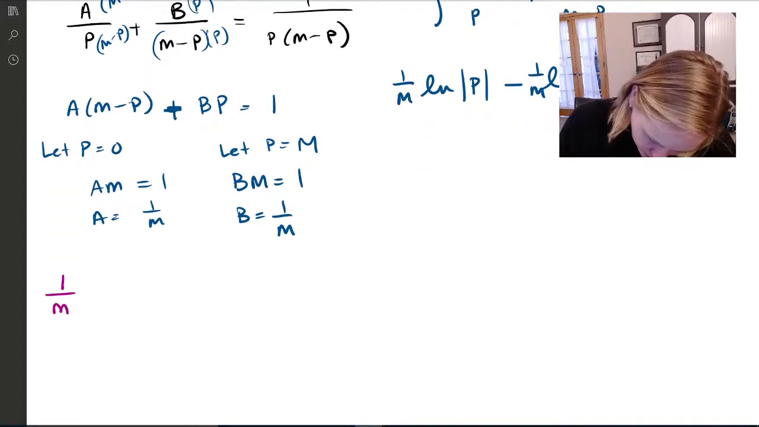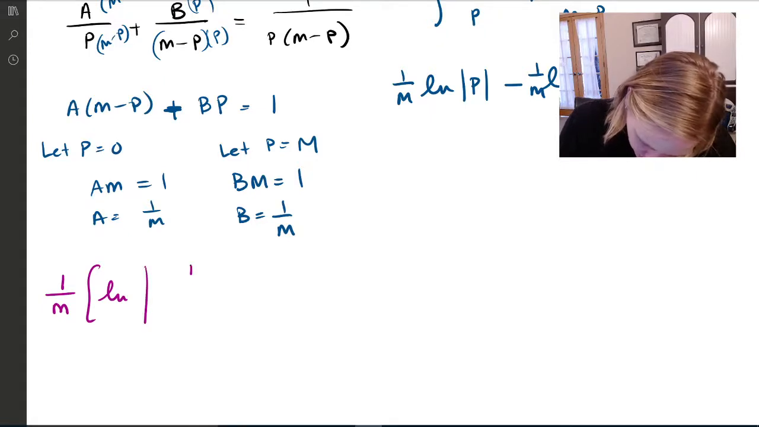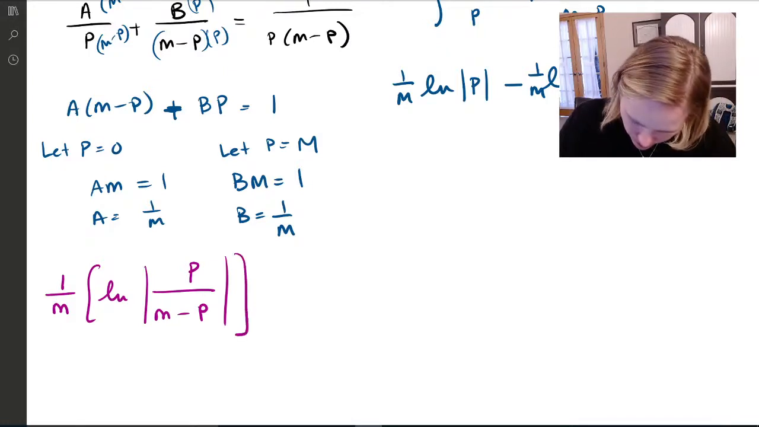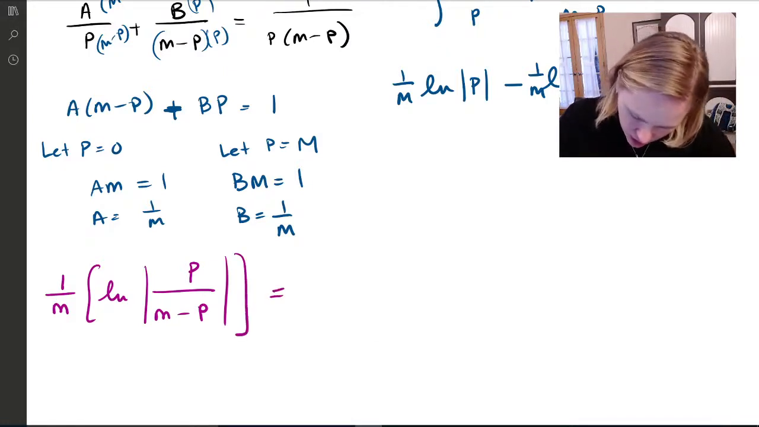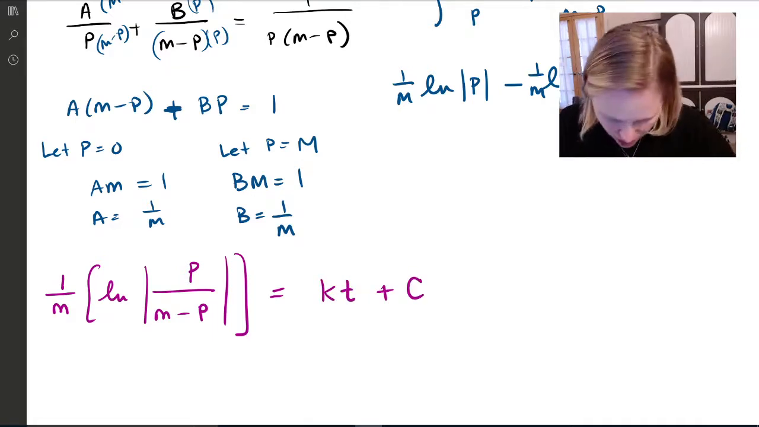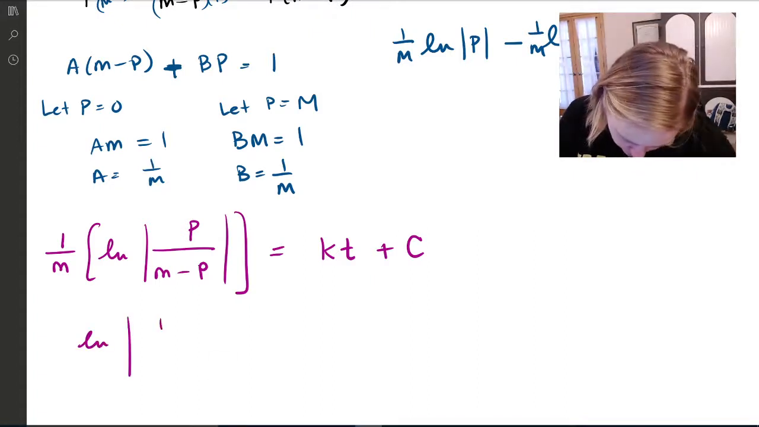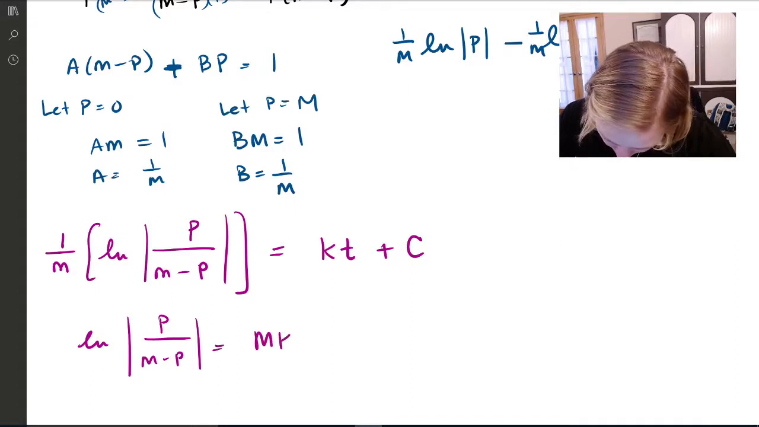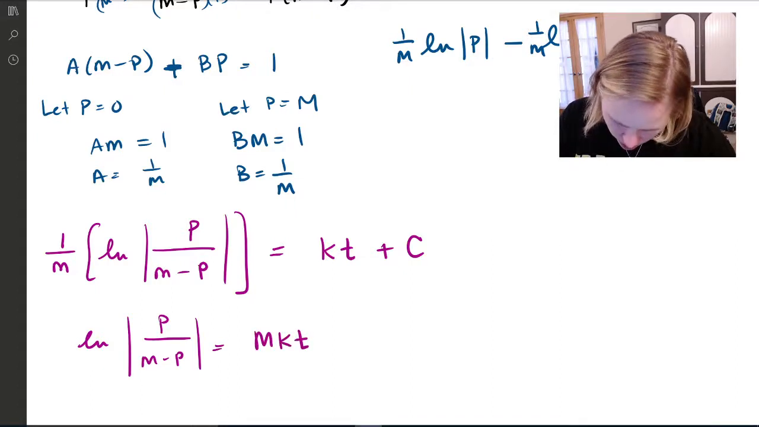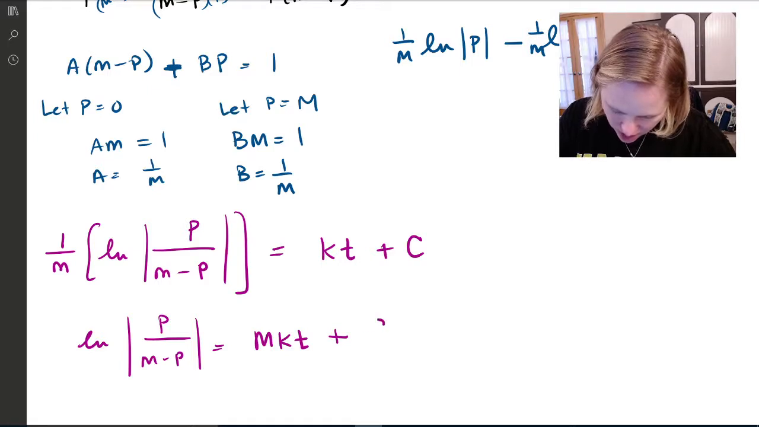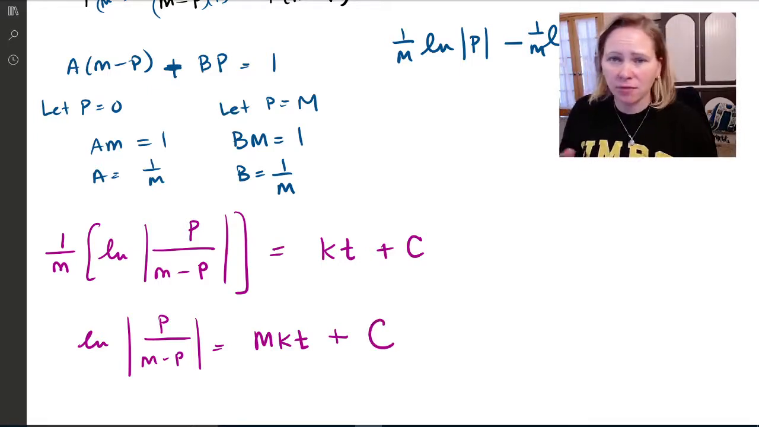1 over m, and I'm going to go ahead and combine this. ln of the absolute value of p over (m minus p). Tricky. Okay, so that's the left-hand side, equals kt, and here's where I'm going to put my constant in, plus c. Now I'm going to multiply by m, moving the 1 over m to the other side. So I get mkt. And then when I multiply m with c, it stays a constant.